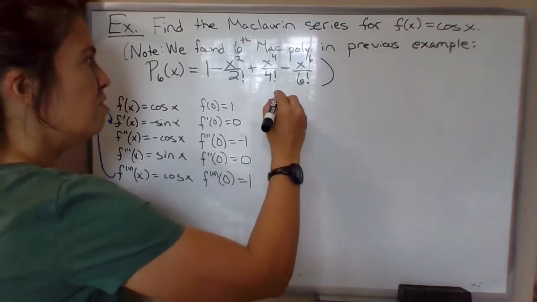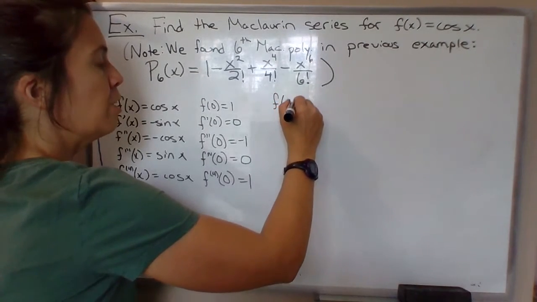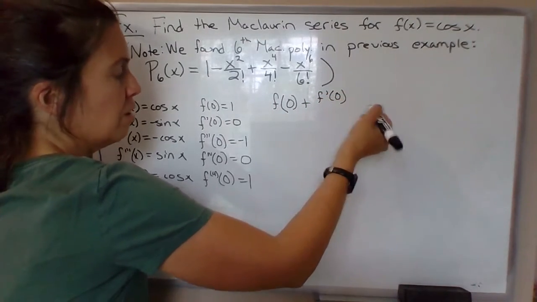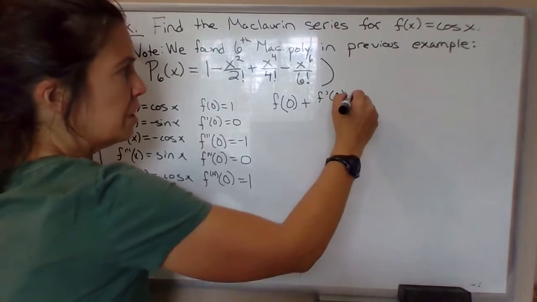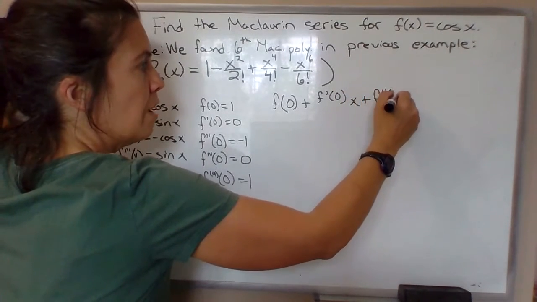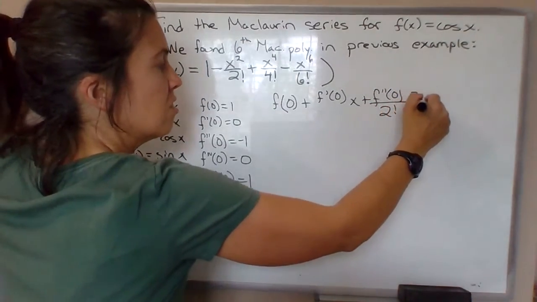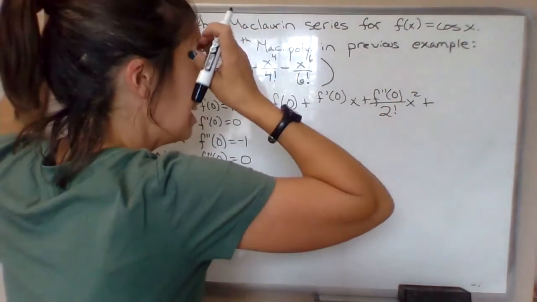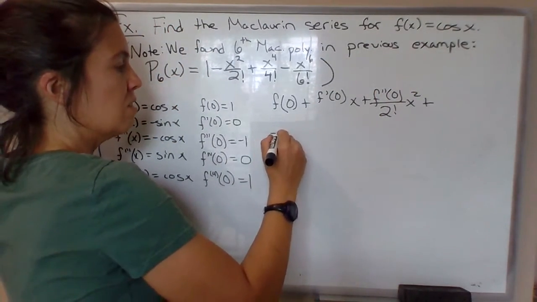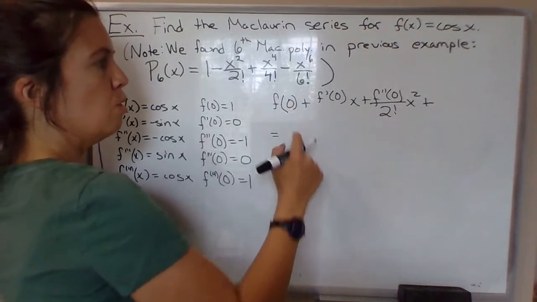So the Maclaurin series is the original function evaluated at the center, plus the first derivative evaluated at the center over 1 factorial, which is 1, so I don't really need to write that, x to the first. And then the second derivative evaluated at the center over 2 factorial x to the second. Okay, and then you get the idea. So third derivative and so on. Like I said, we already filled this out in that previous example up to n equals 6.